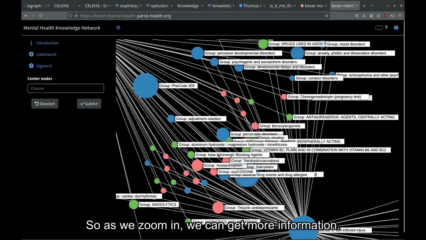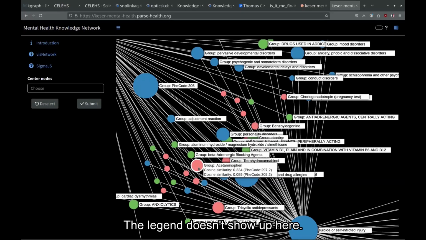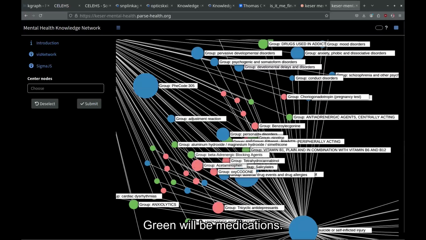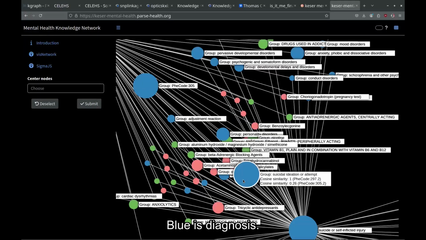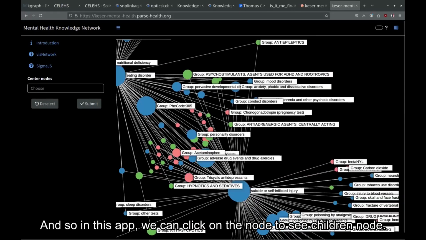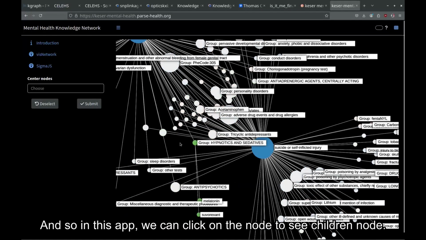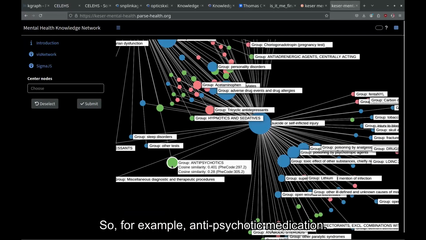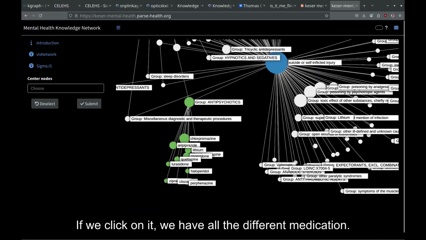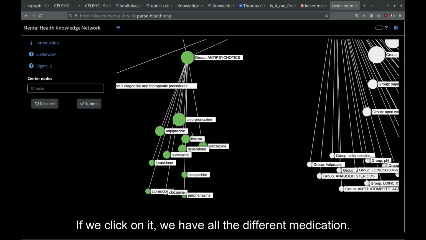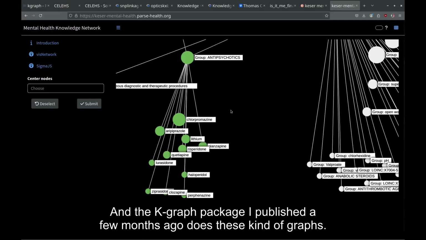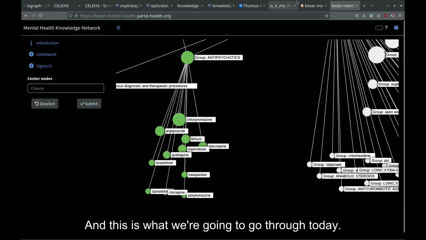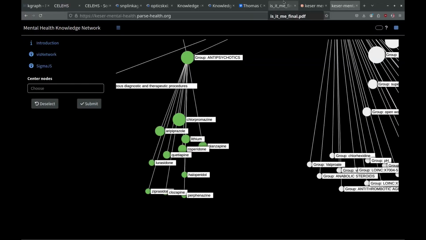So as we zoom in, we can get more information. The legend doesn't show up here. Green will be medications. Red is laboratory tests. Blue is diagnosis. And so in this app, we can click on a node to see children nodes. So for example, antipsychotic medication. If we click on it, we have all the different medications. So this is an example of the knowledge graph we are developing, and the kgraph package I published a few months ago does these kinds of graphs. And this is what we're going to go through today.